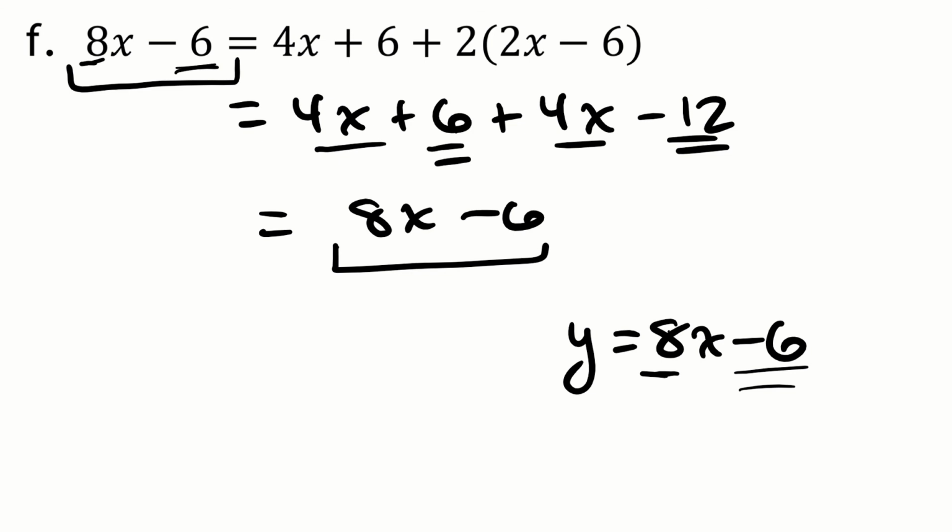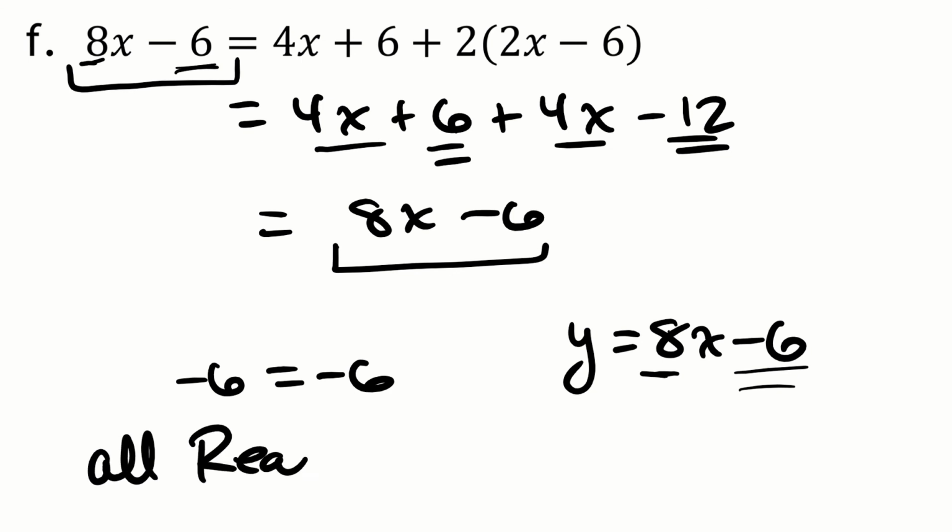If I wanted to, I could take away 8x from both sides. I would get that negative 6 is negative 6. That statement is always true. So what we have here is evidence that any value of x would work. So we would just say, again, all real numbers.